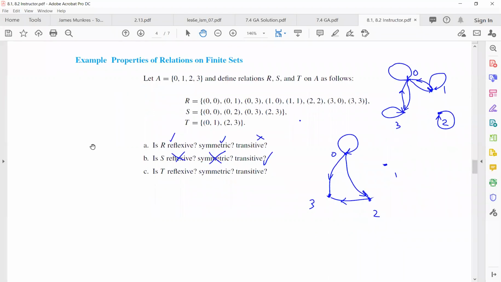Let's take a look at T. T says you have 0, 1, 2, 3. There is no loop. 0 is connected to 1, and 2 is connected to 3. Very well. This is not reflexive. You don't have loops. It's not symmetric. 0 is connected to 1, but 1 is not connected to 0. Is it transitive? Okay. 0 is connected to 1. 1 is not connected to anything, so there is nothing to check here. 2 is connected to 3. 3 is not connected to anything, so there is nothing to check here, so it is transitive.